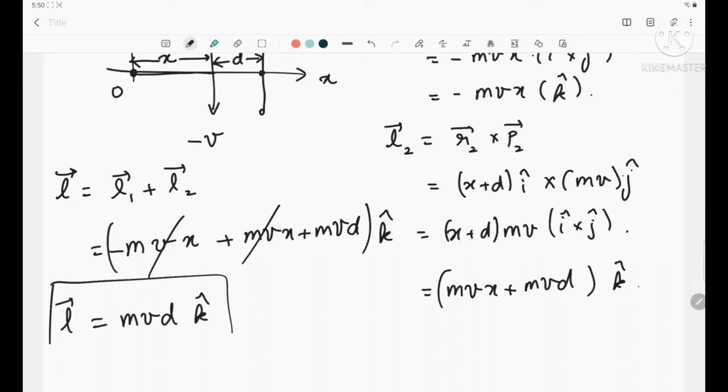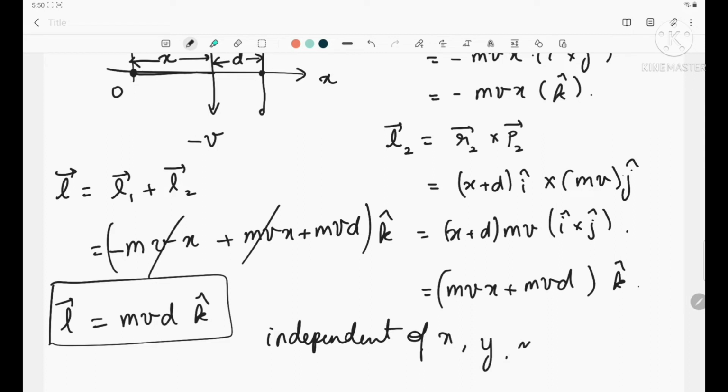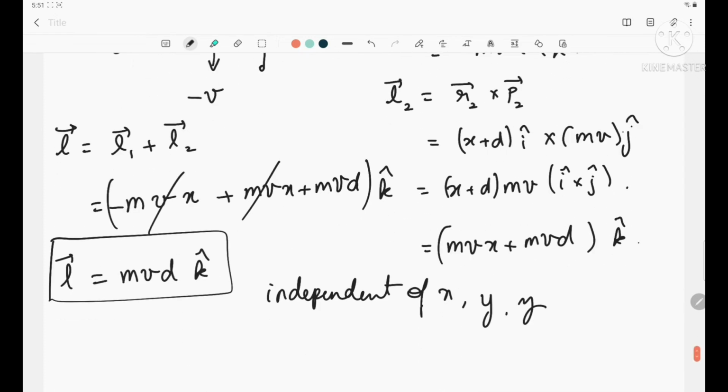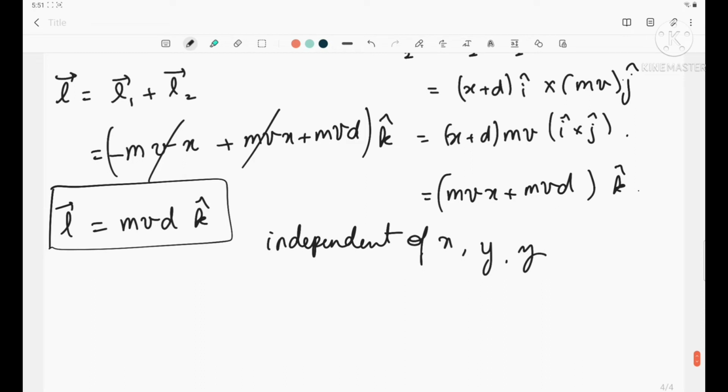That means the angular momentum of these two bodies is independent of x, or y or z. Okay, that means this system has the same angular momentum no matter whichever point we are choosing. So you can be at any point on the x-axis or y-axis or z-axis. The angular momentum will remain the same because it is independent of the x, y and z components. That's it.